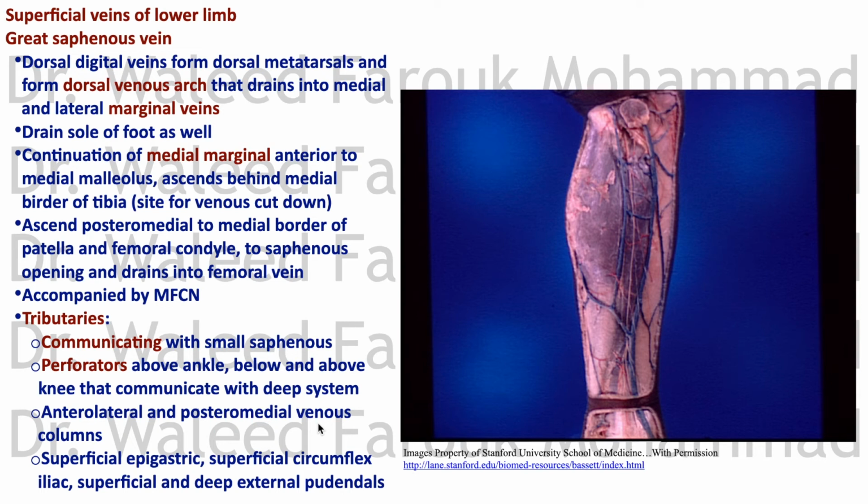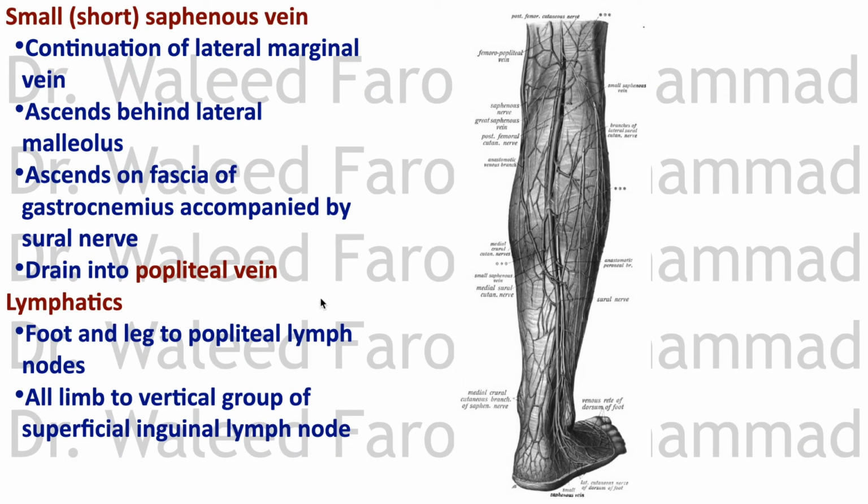and receives also the tributaries corresponding to the superficial branches of the femoral artery, like the superficial epigastric, the superficial circumflex iliac, and superficial and deep external pudendals. Okay? This is the great saphenous vein.